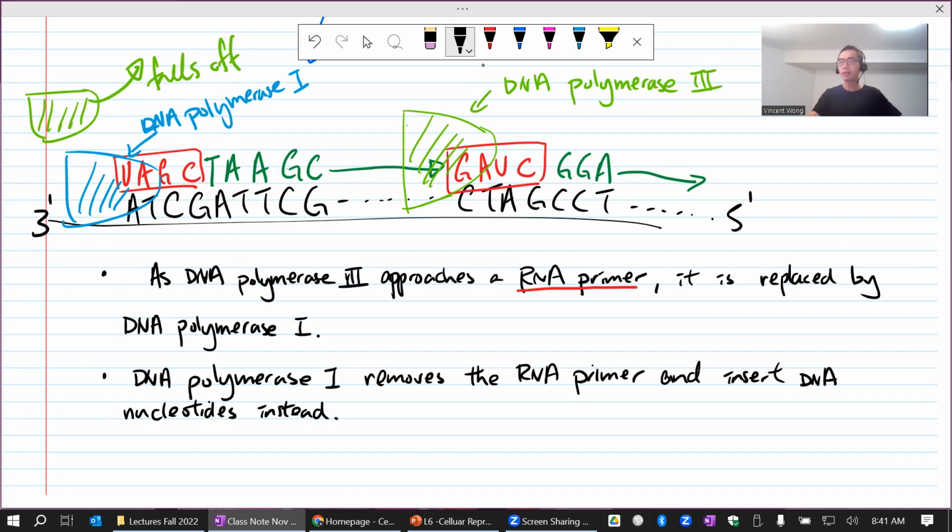So take a look here. The DNA polymerase 1 will remove the U, because U doesn't belong in DNA. It will remove the U and then change it to a T. And then here, it's A, G, and C. Those are fine, but actually they will take it off and then put it on again. They basically replace the entire primer with green letters, with DNA. And that is the job of polymerase 1.